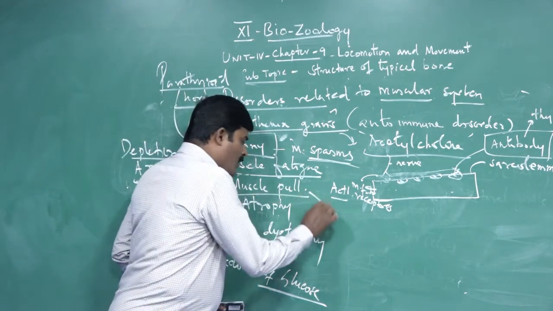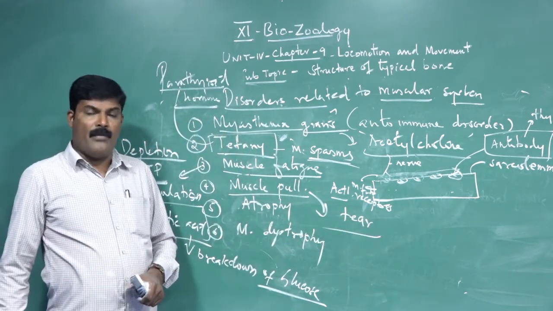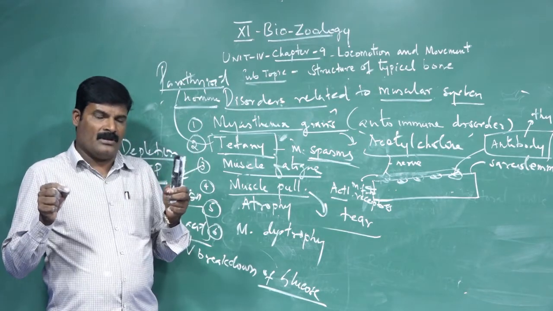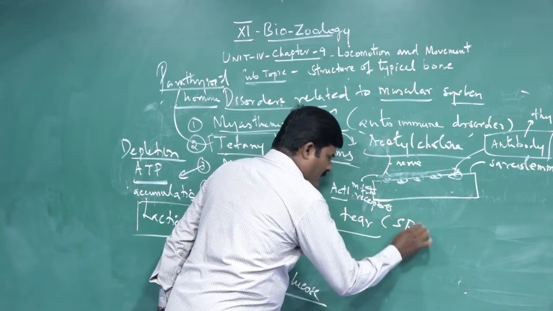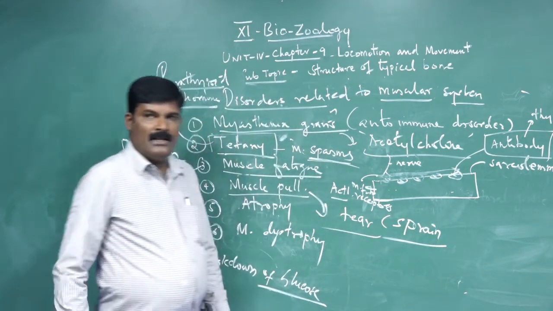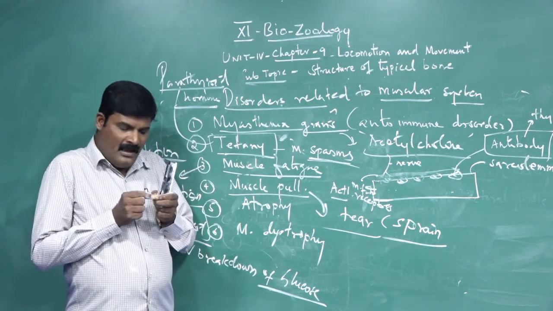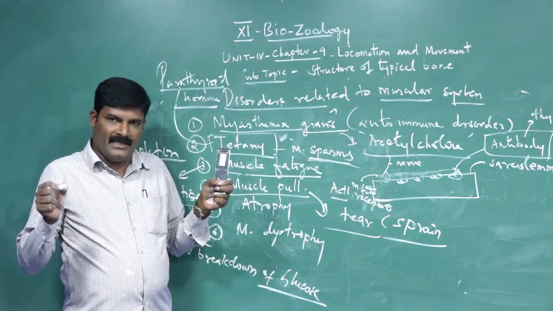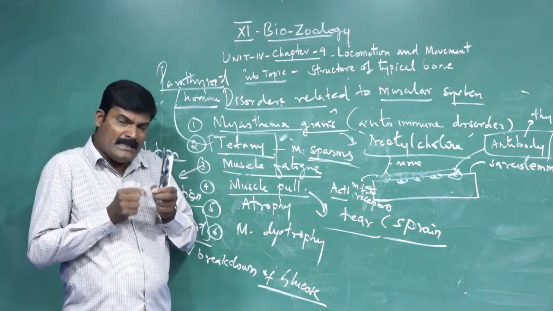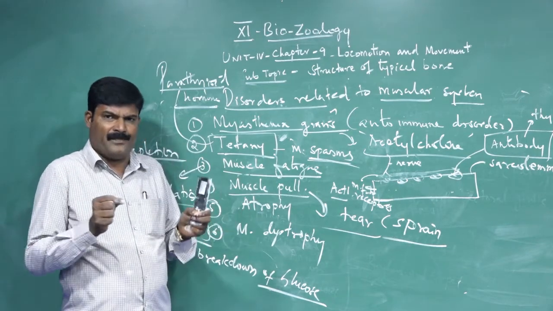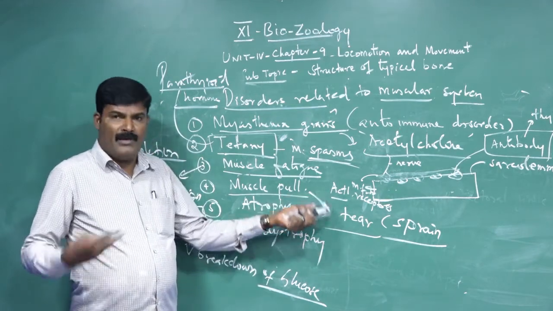What is called muscle pull? Muscle pull is actually called a muscle tear. Traumatic pulling of muscle fiber leads to a tear, commonly known as sprain. How does it occur? When the muscle is working beyond its point of elasticity, with repeated movement, the muscle fiber becomes vulnerable and weakened. This condition is called muscle tear, commonly called a sprain.